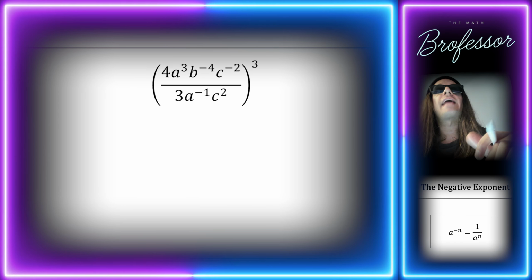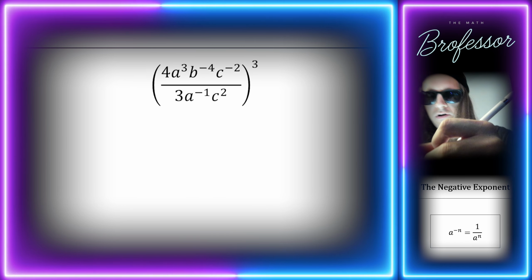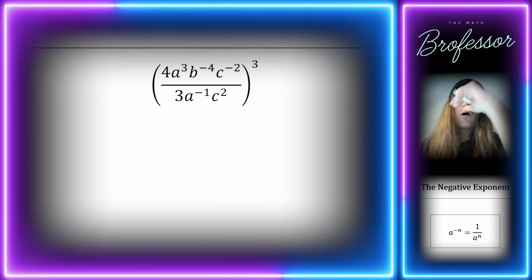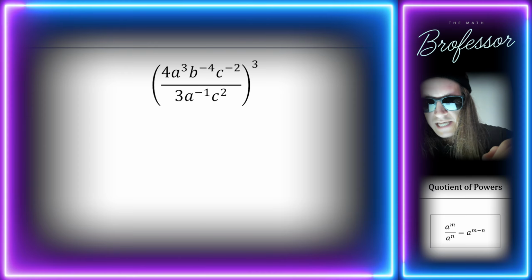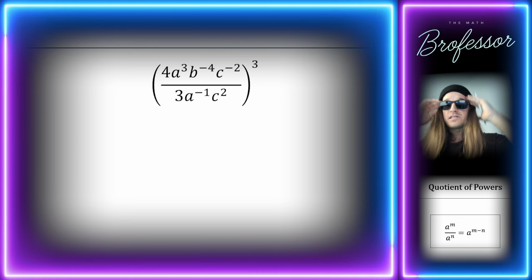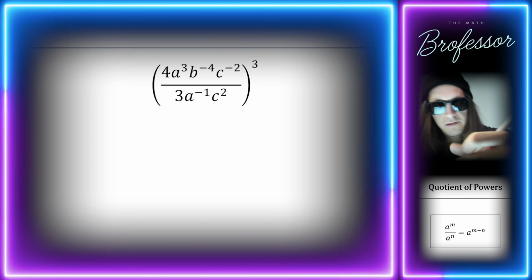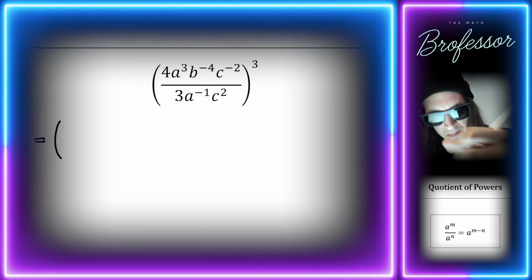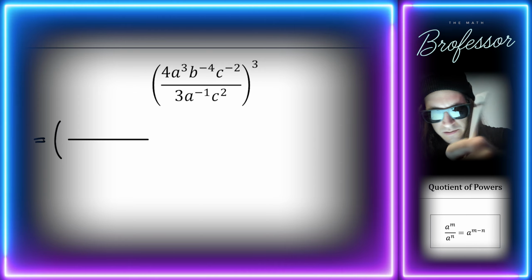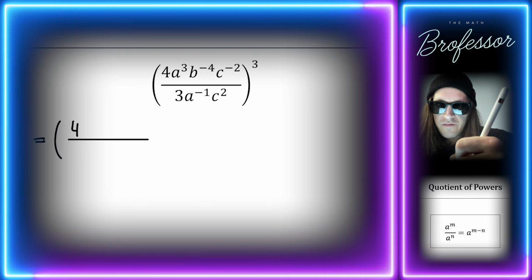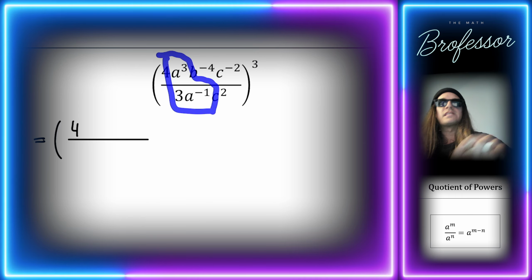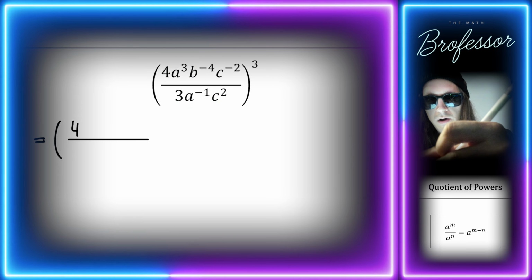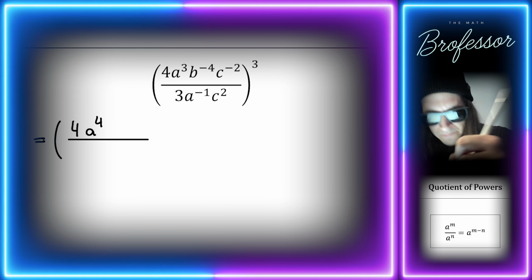Here we actually can simplify what's in the parentheses first. So this all is going to require quotient of powers. We're going to subtract all these exponents. Watch out for double negatives. That 4 isn't doing anything yet. All right, I have a to the 3rd over a to the negative 1. So that's going to be 3 minus negative 1 or 3 plus 1, which is 4.